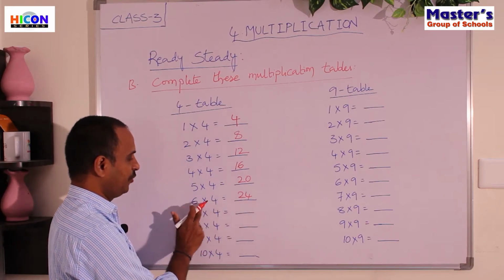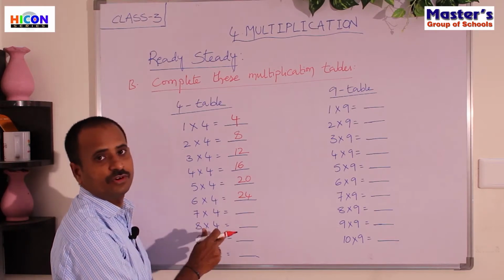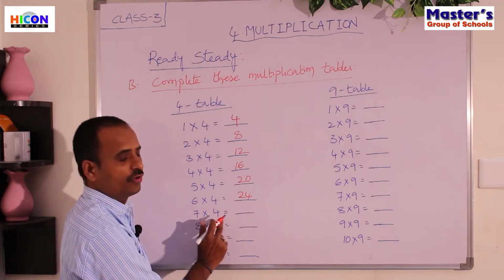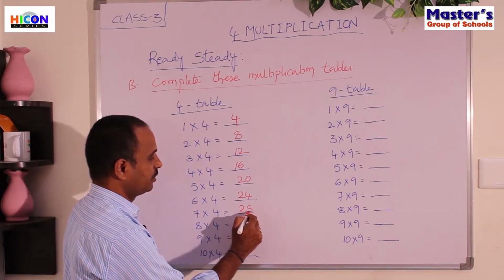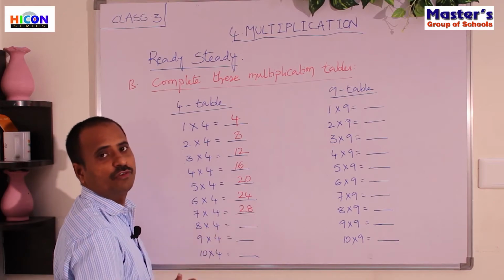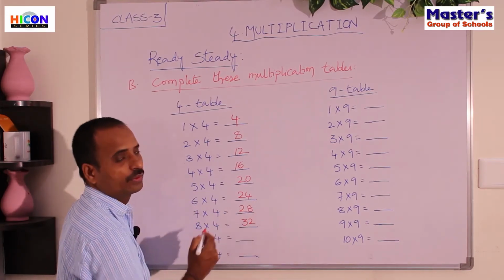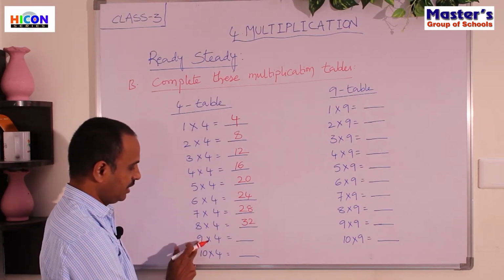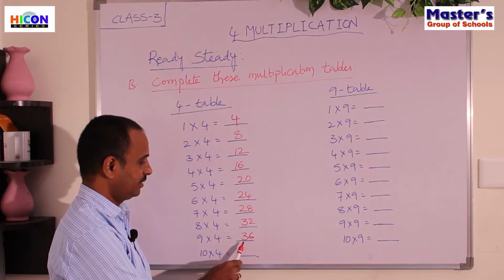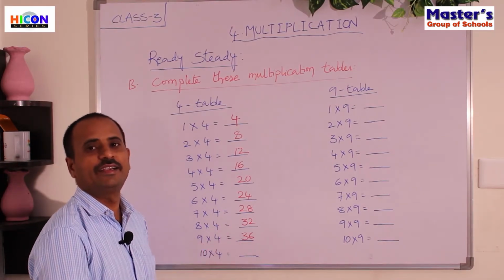So children, see the next one, 6 4 jar, that is 24. So here the number 4 is repeated 6 times. See the next one, 7 4 jar. Children, 7 4 jar how much? 7 into 4, 7 4 jar, 28. See the next one, 8 into 4, that is 8 4 jar, how much? 32. Next, 9 into 4, that is 9 4 jar, 36.